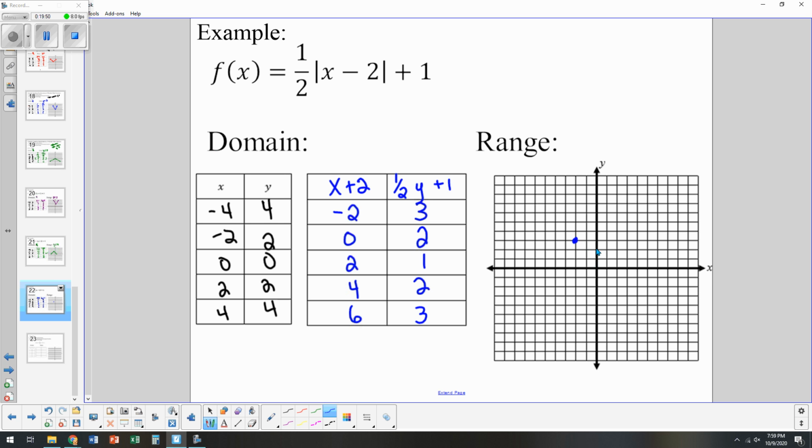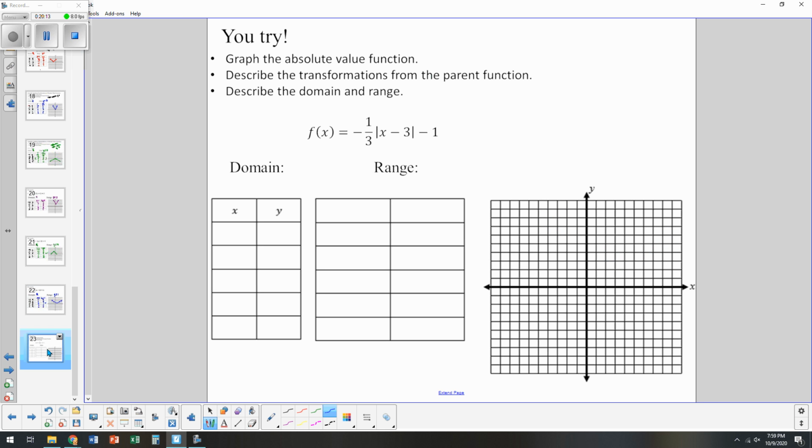So when I graph, I'm going to get something that looks like this. Again, domain is all real numbers. It's pointing up, so my range is greater than or equal to, and my y value was 1. All right, you're going to try the very last one. You could pause it, then I'll show the answers.